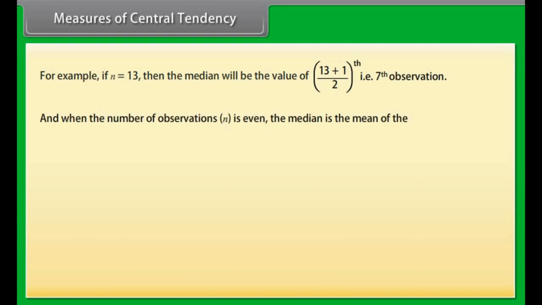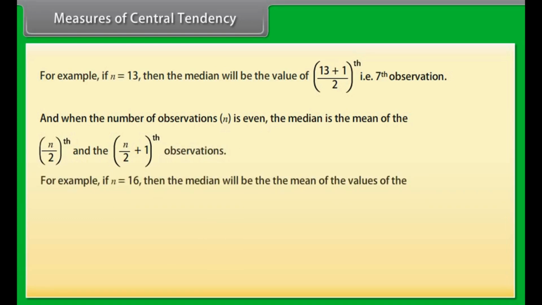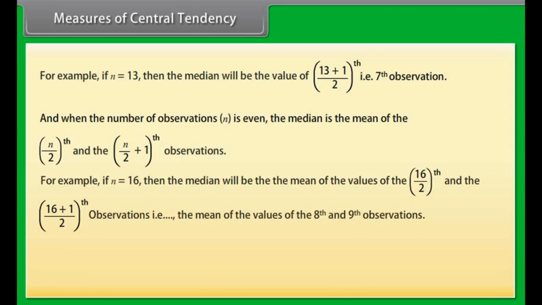And when the number of observations n is even, the median is the mean of the n upon 2th and the (n upon 2 plus 1)th observations. For example, if n is equal to 16, then the median will be the mean of the values of the 16 upon 2th and the (16 upon 2 plus 1)th observations, that is, the mean of the values of the 8th and 9th observations.